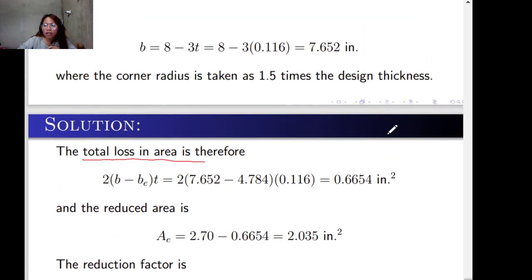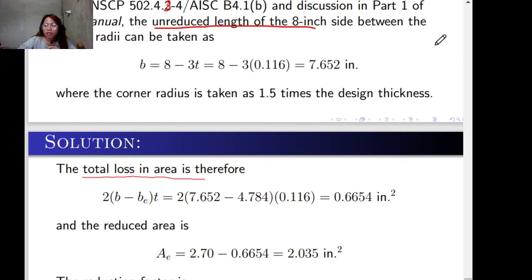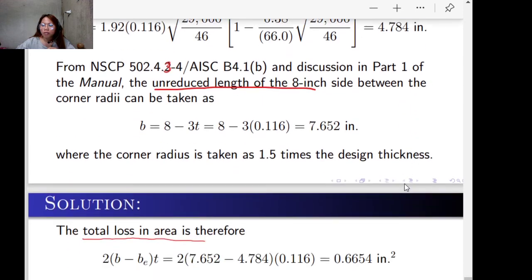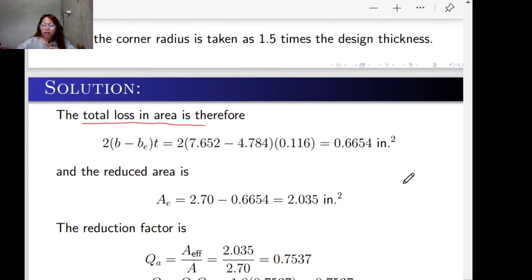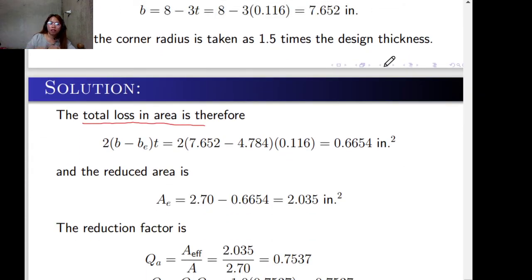B, the unreduced length, no? 7.652 minus the effective width, which is computed earlier, 4.784, times the design thickness, no? This is not the nominal thickness, this is still the design thickness, no? In the computation, T is the design thickness.